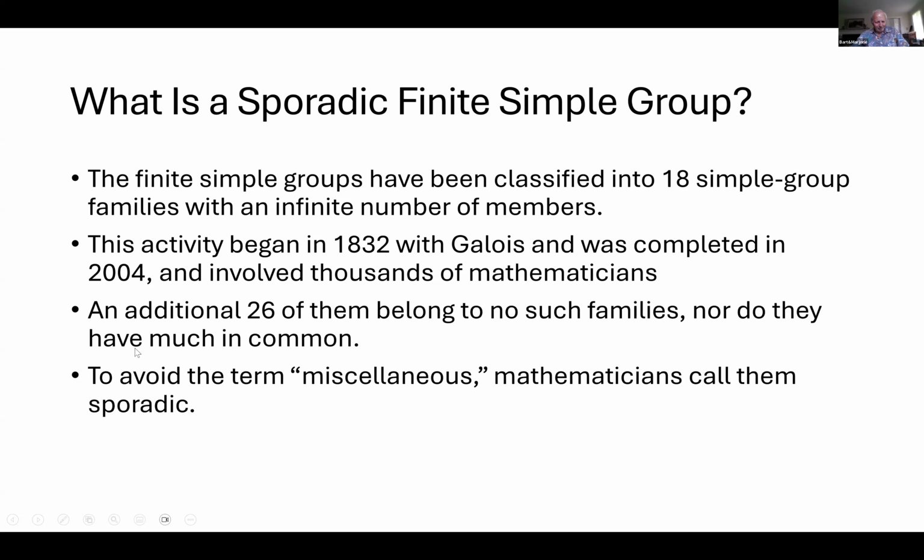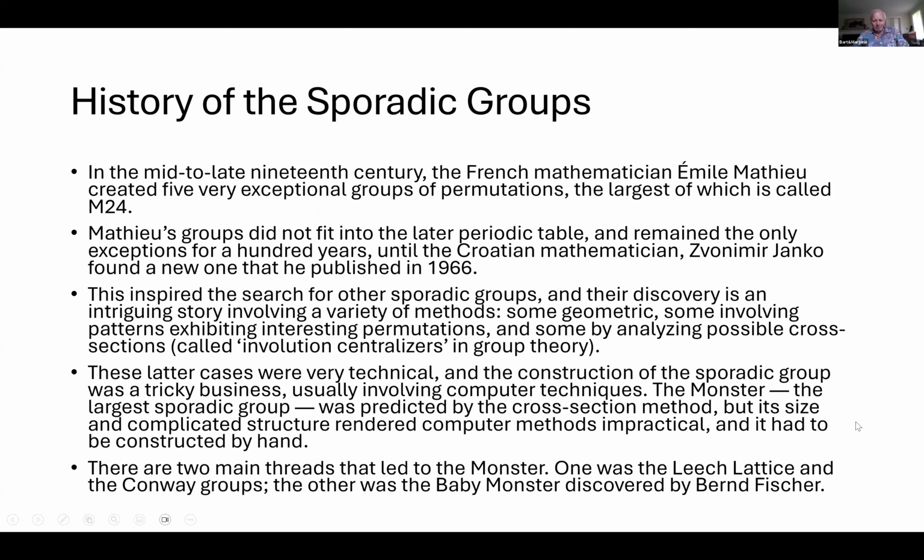And the 26 don't seem to have much in common with each other. So instead of calling them just miscellaneous, mathematicians call them sporadic. So what in the world is the history of the sporadic groups?